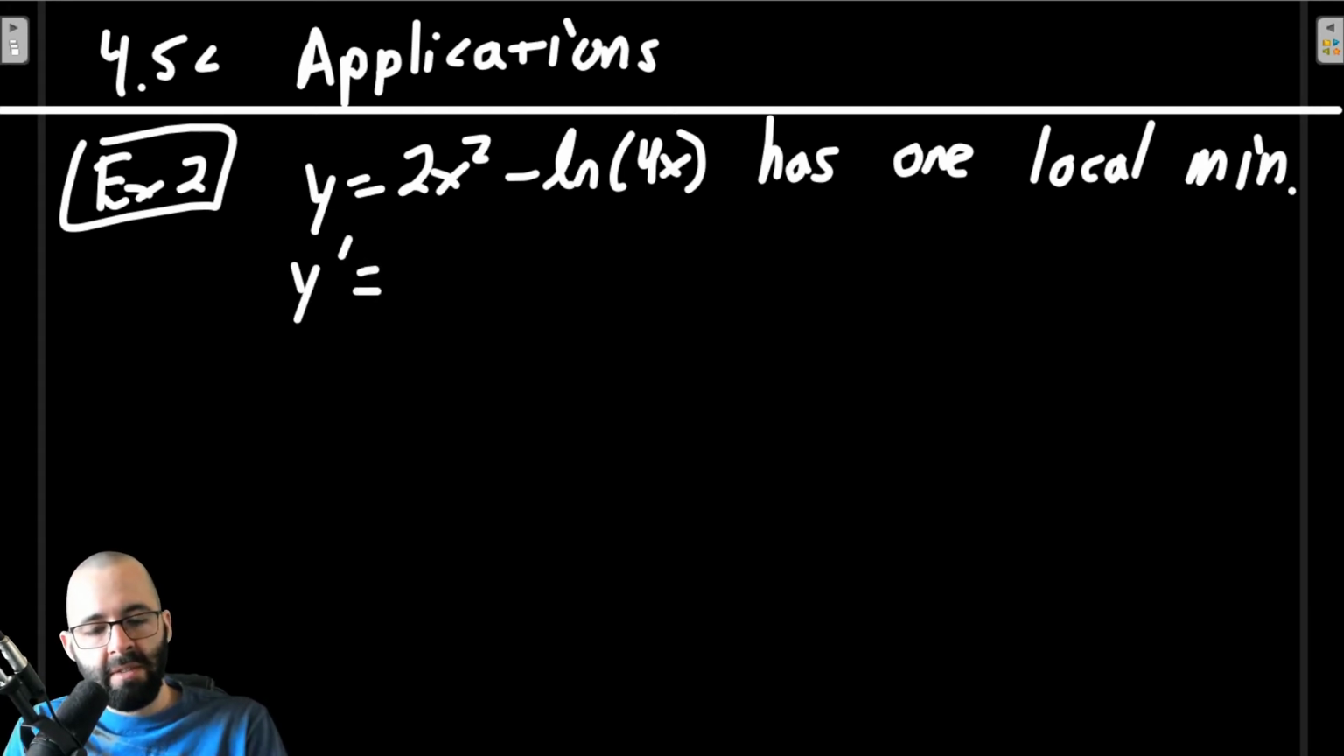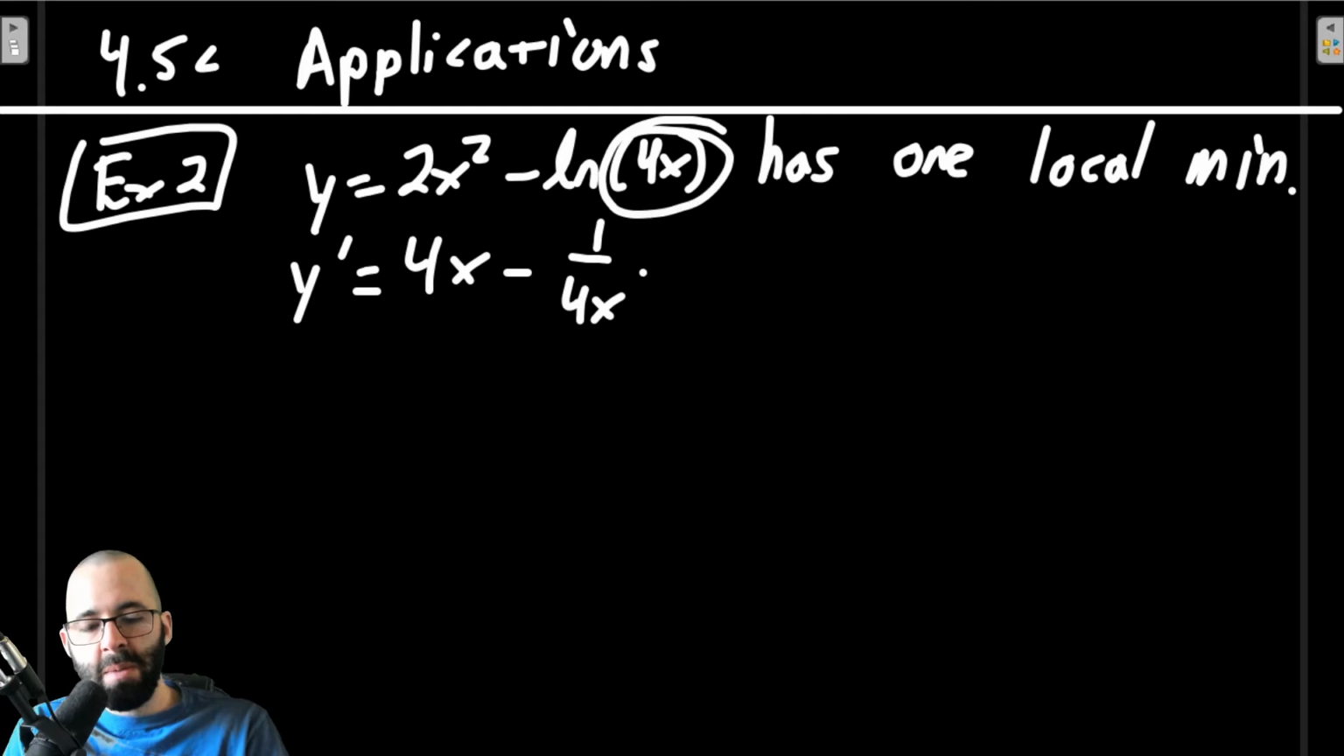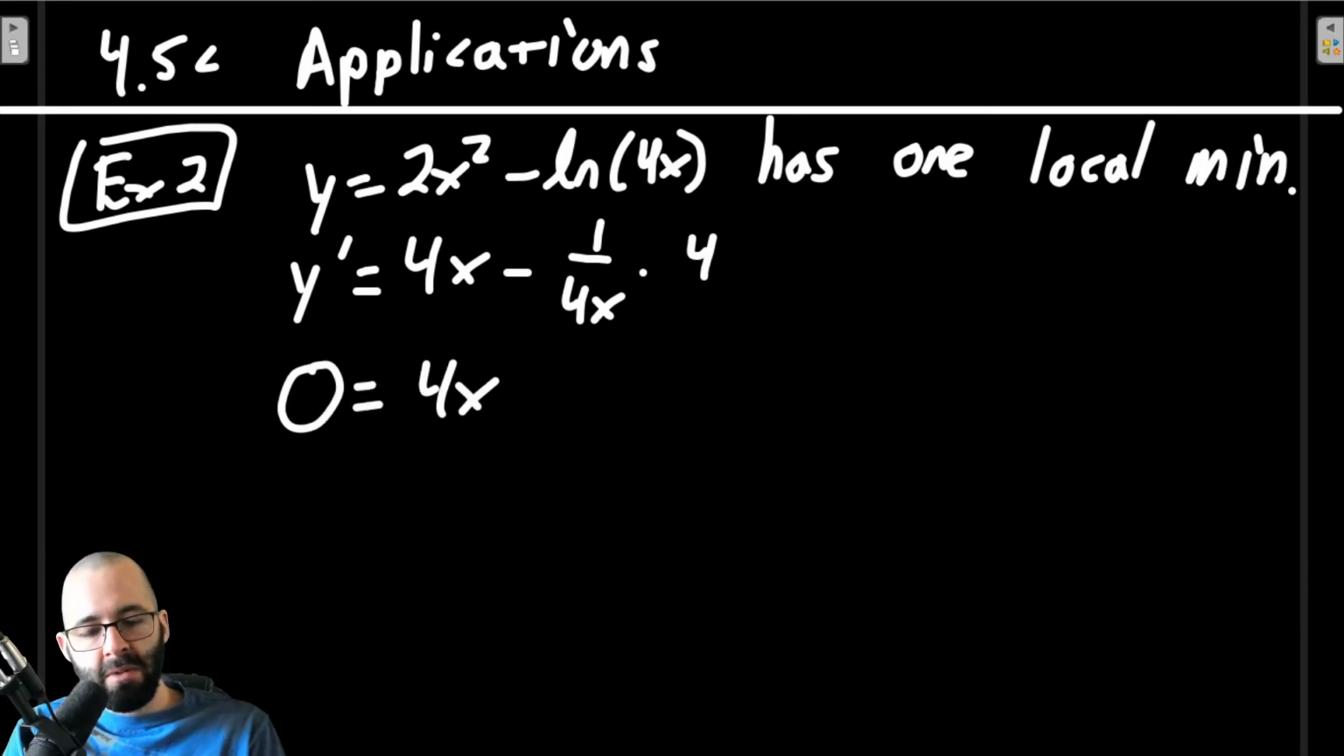So the derivative of this is going to be 4x. The derivative of the natural log is the reciprocal, 1 over 4x, reciprocal of the inside. But chain rule says we have to multiply by the derivative of the inside, which is 4. Okay? And we need to set this equal to 0. So this is going to be 0 equals 4x. Oh, we got some really nice stuff here, right? Multiply by 4, divide by 4. 4x minus 1 over x.